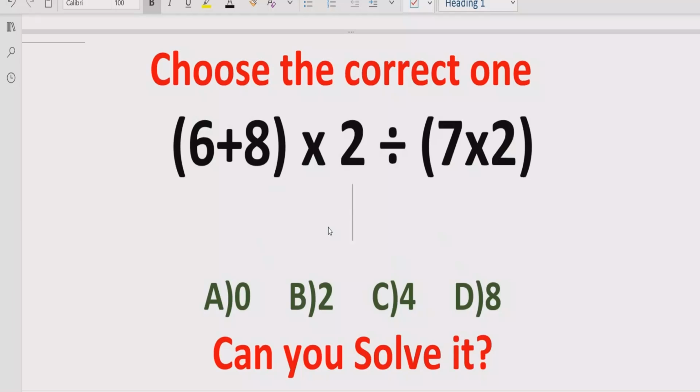Today we will solve another quiz which is related to arithmetic expression. The quiz contains the basic operations: plus, multiplication and division. So we have to solve this quiz using PEMDAS and BODMAS method and find out the correct answer. In the answer list we have four answers: A is 0, C is 4 and D is 8. So let's see after solving it which answer is correct.